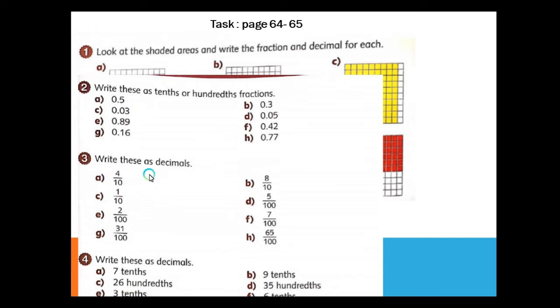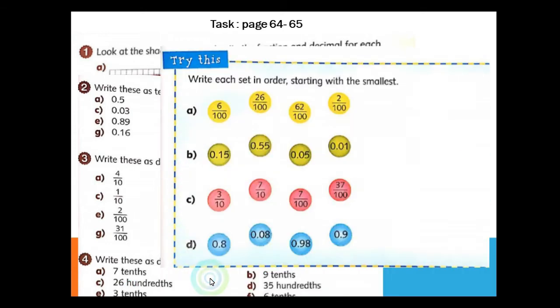Now you are writing this as decimals. What is 4 over 10? 0.4. What is 8 over 10? 0.8. And number 4, you're going to write this as decimals. What is 7 tenths? 0.7. 26 hundredths, 0.26. And that is how you do it until you get to h.